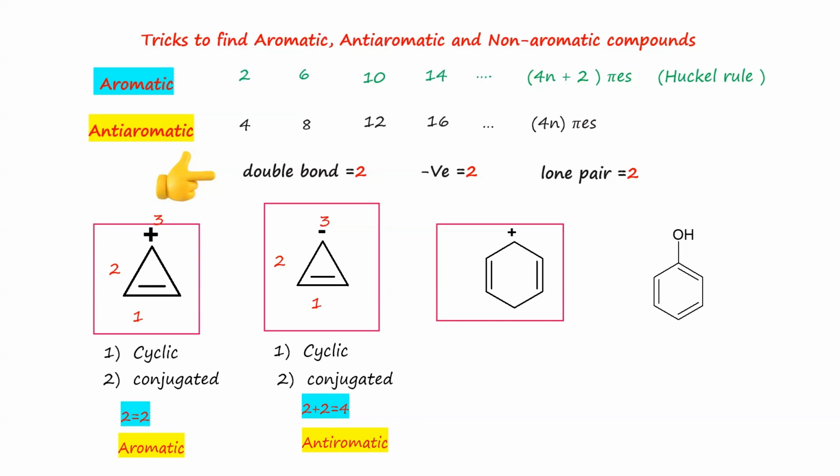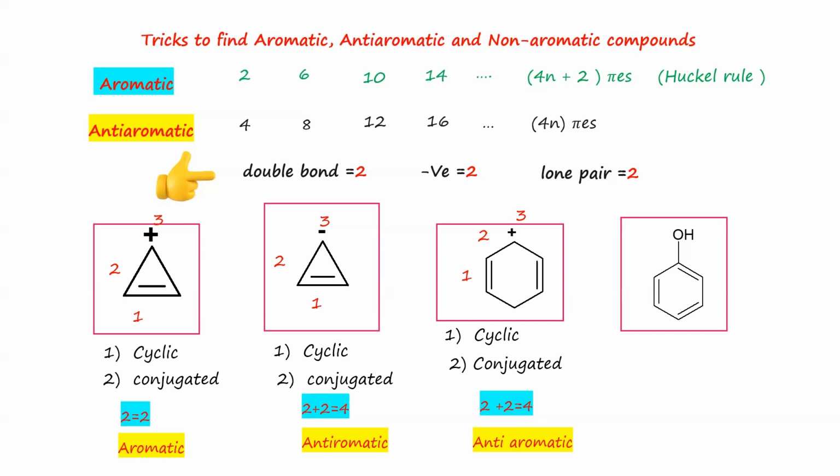Next one, it is a cyclic compound, double bond, single bond, positive charge, conjugated. There are 2 double bonds, 2 plus 2 is equal to 4. It is an example of anti-aromatic.